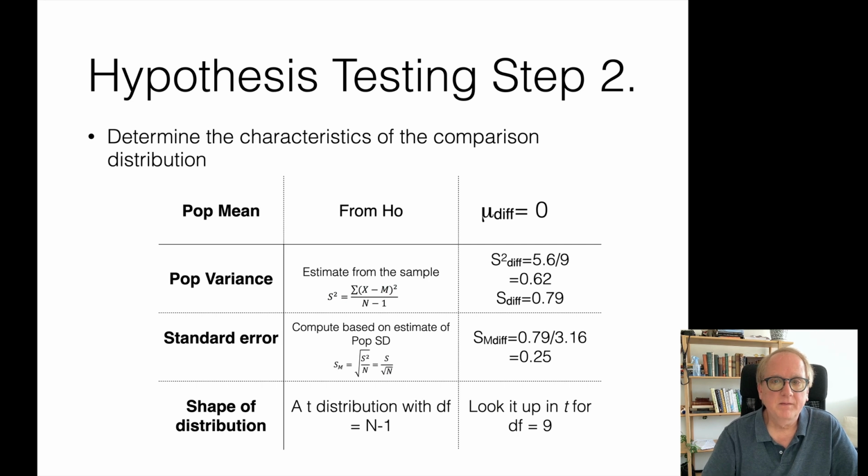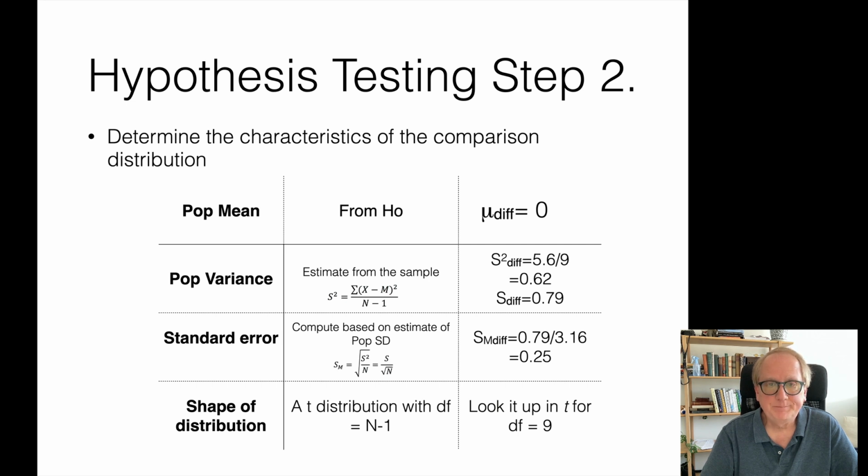Determine the characteristics of the comparison distribution. So just like I did before, I'm going to go ahead and figure out what the population mean is, the population variance, my estimate of the standard error, and the shape of the distribution, based on the numbers that I have that came from the problem. So in order to figure out what the population mean is, it's just going to be based on what the null hypothesis says. So the mean of the differences is 0 according to the null hypothesis. The estimate of the population variance is based on that 5.6 that I got, that sum of the deviations squared, divided by n minus 1. So I had 10 participants.